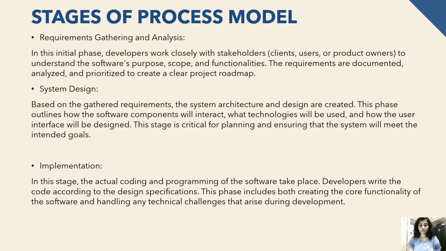What are the stages of a process model? Requirement gathering and analysis. This is the initial phase of every software process model, and we work very closely with the stakeholders. We gather information mainly from the stakeholders, who might be clients, users, and product owners, to understand the software problem, purpose, scope, and functionality. The requirements are documented, analyzed and prioritized to create a clear project roadmap.